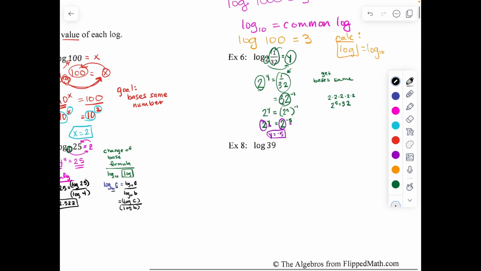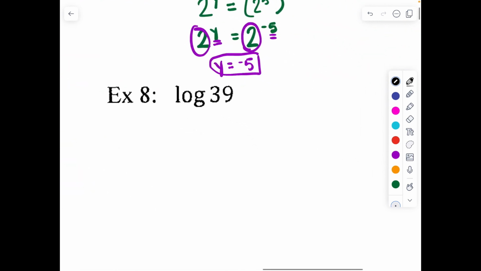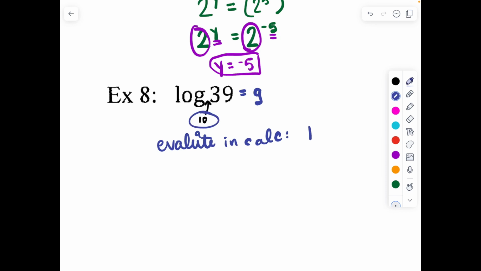All right, another example, log 39. Remember, there's no shown base, we've got an implied base of 10. So we're going to set this equal to some unknown number. We'll call that g. Here's the thing, I can't make 10 and some unknown number g the same base. So we're just going to evaluate this in your calculator. It already is a common log, so we're just going to take log of 39, hit equals, and we get approximately 1.591 to the 3rd decimal place.